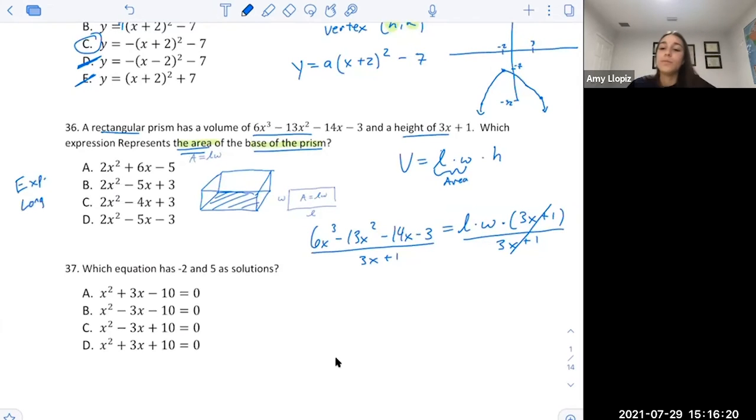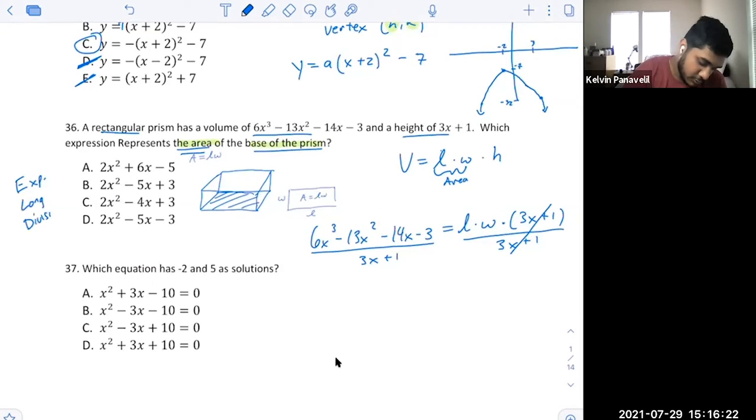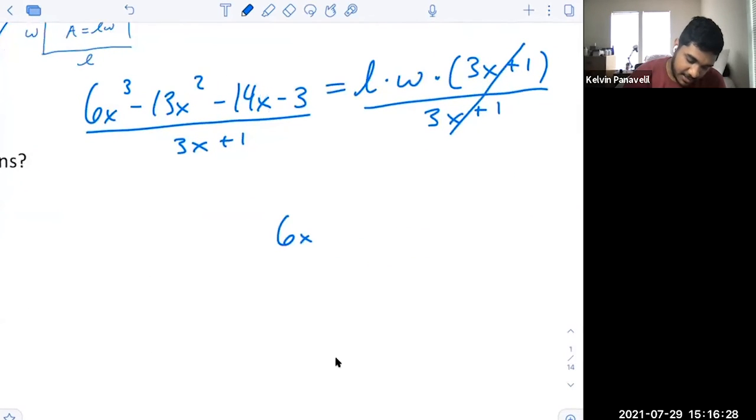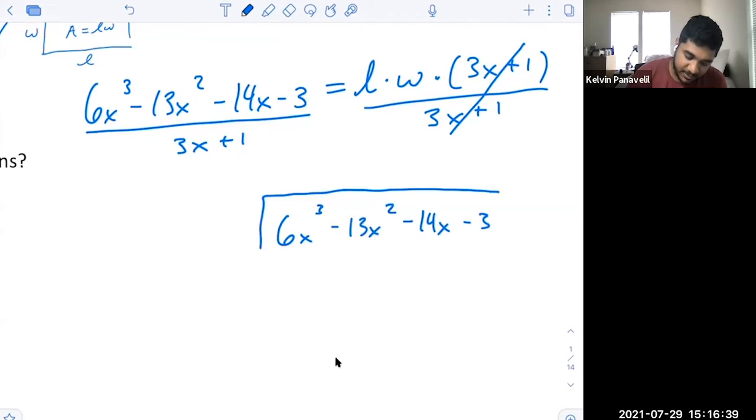Polynomial long division. So what you got to do is set it up like you're doing normal division, right? So you're going to have 6x cubed minus 13x squared minus 14x minus 3 divided by 3x plus 1, which means you're going to put the division bar, and we're going to put 3x plus 1 on the outside, right? And I want everyone to participate in the chat, okay? So the first question we ask ourselves, we always do it one term at a time, right?